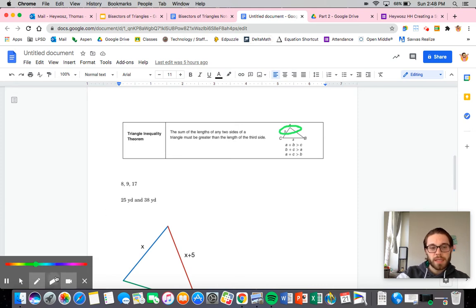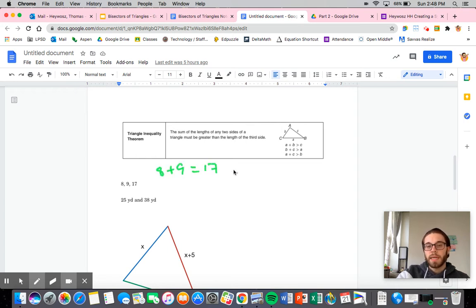So for instance, if we were trying to look at these three segments, could they actually be a triangle? Well, what do we have to do? What's 8 plus 9? It is equal to 17. Is 17 bigger than 17? No, because it is not. This could not be a triangle. Okay, so not a triangle.